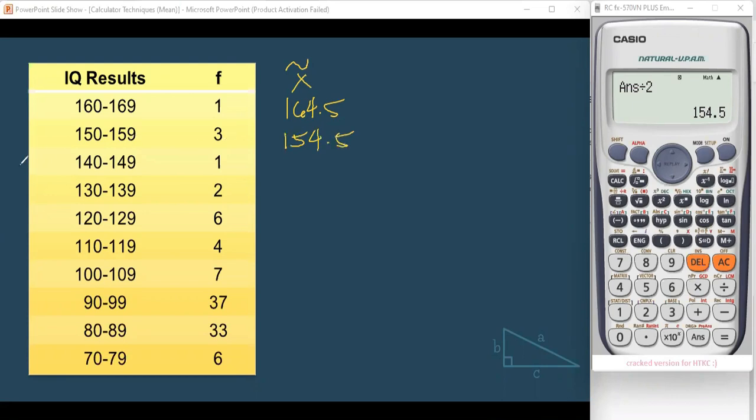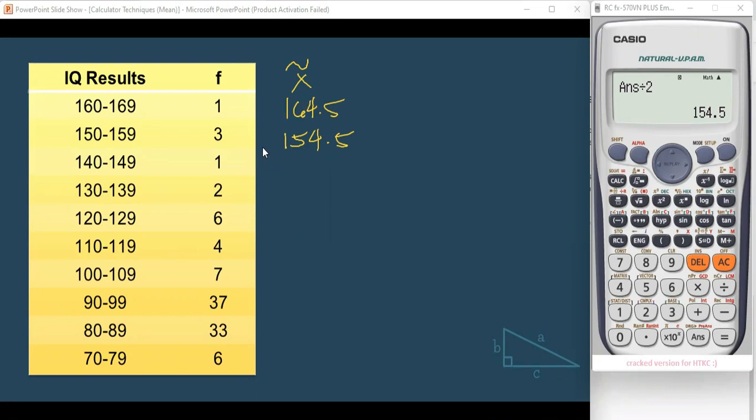So kung makikita nyo, ito pong range po kasi niya is by 10, di ba po? At dahil by 10 po siya, ibig sabihin, ang difference po nito is 10 din. Ibig sabihin, ito po, 164.5 minus 154.5 is actually equal to 10. Ibig sabihin, para ma-shortcut natin yan, ang gagawin lang po natin is ma-minus-minus na lang po tayo ng 10.